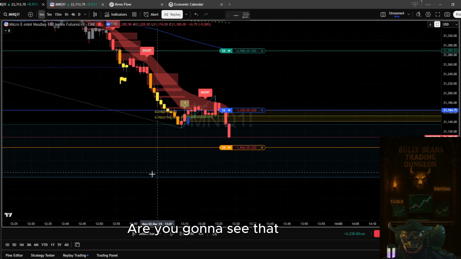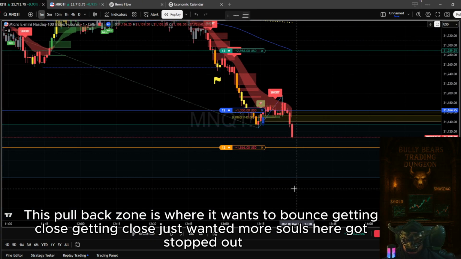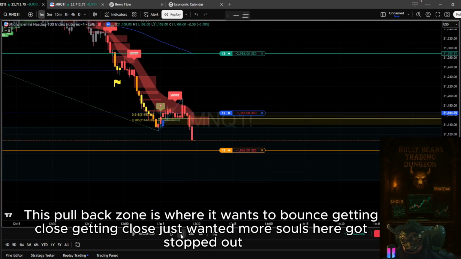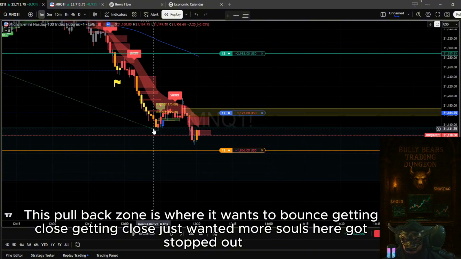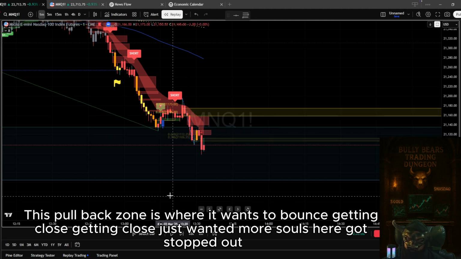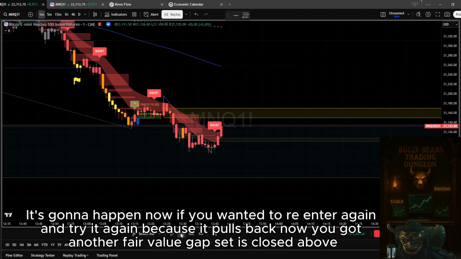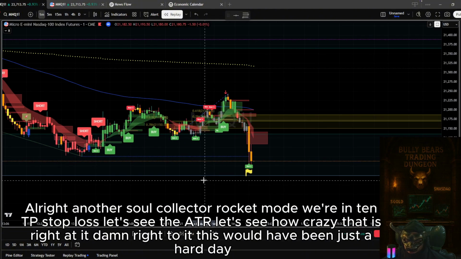But you're going to see that this pullback zone is where it wants to bounce. Getting close, getting close. Just wanted more souls here. Got stopped out. It's going to happen. Now, if you wanted to re-enter again and try it again because it pulls back, now you got another fair value gap set. Let's close it above. All right, another soul collector.